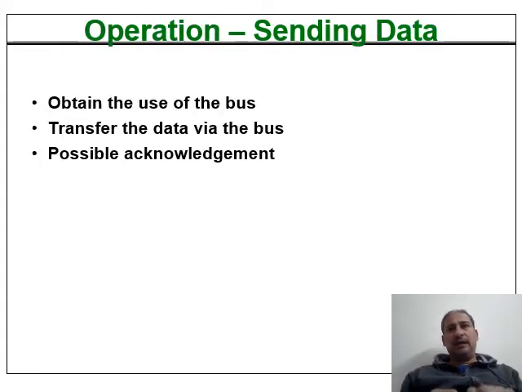Again, a bus can be used for two types of operations. You can use a bus for sending the data or for receiving the data. But first, any device that is wishing to send or receive data has to get the control of the bus. Why? Because there is a single bus, and any device that wishes to use the bus for performing the operation needs to get the control of the bus.